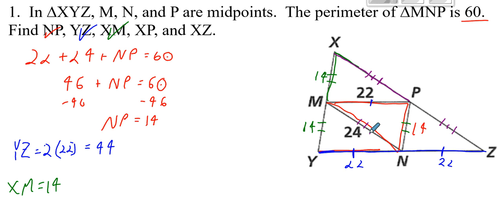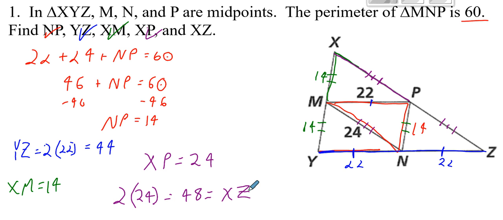And so XP is equal to 24. XZ is going to be 2 times our mid-segment, 2 times 24. So that equals 48, which is our XZ. Okay, so that's how we can utilize that mid-segment theorem there.